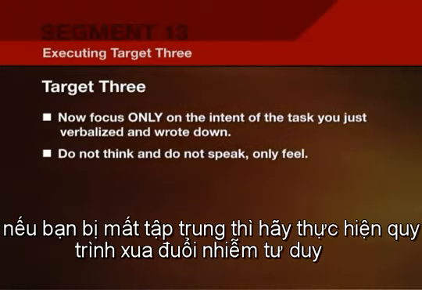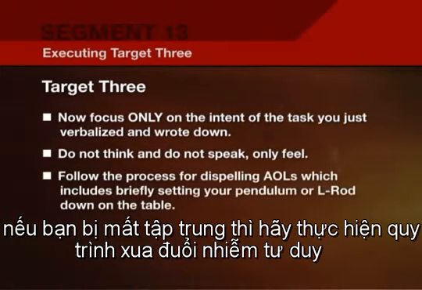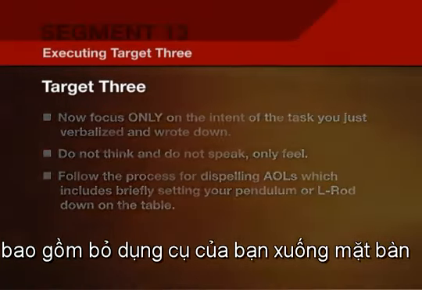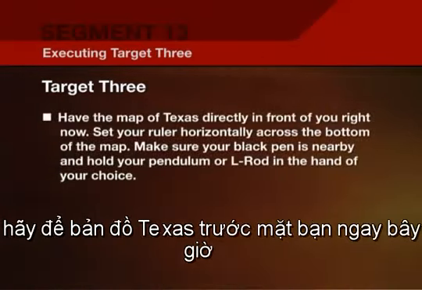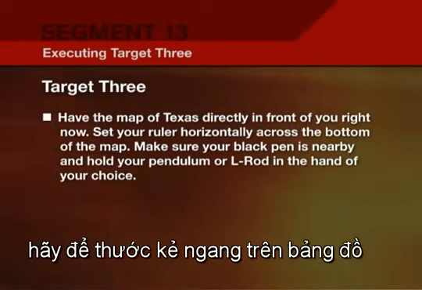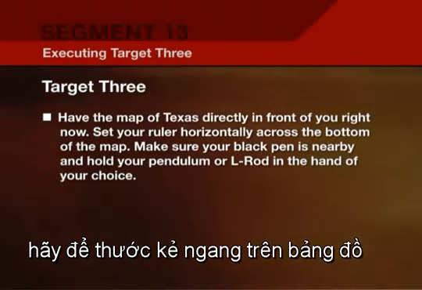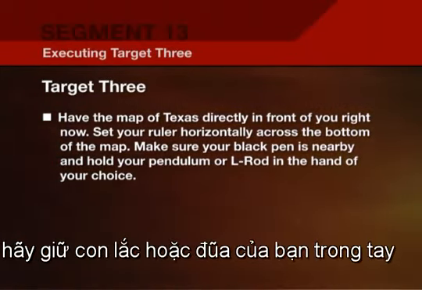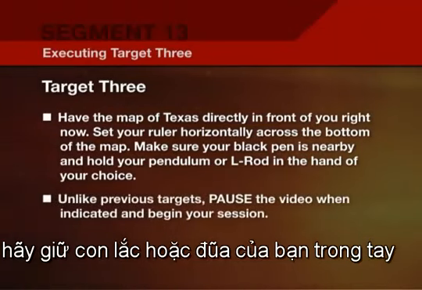If you do become distracted, follow the process for dispelling AOLs, which includes briefly setting your pendulum or L rod down on the table. Have the map of Texas directly in front of you right now. Set your ruler horizontally across the bottom of the map. Make sure your black pen is nearby and hold your pendulum or L rod in the hand of your choice.